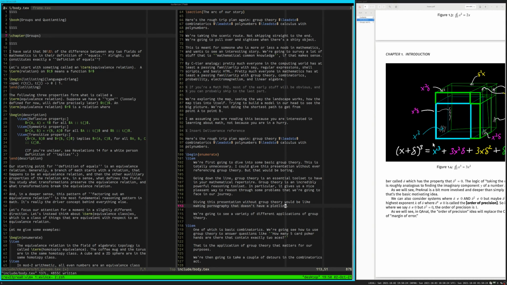We're going to see a variety of different applications of group theory. We're going to see how to use group theory to answer questions like how many 5-card poker hands are there that contain exactly 2 aces. This is the application of group theory that matters for our purposes.